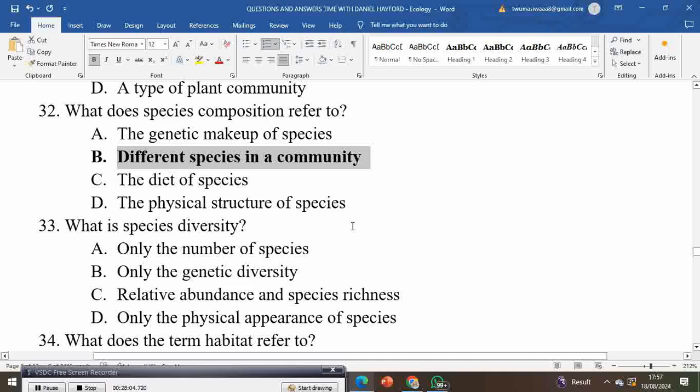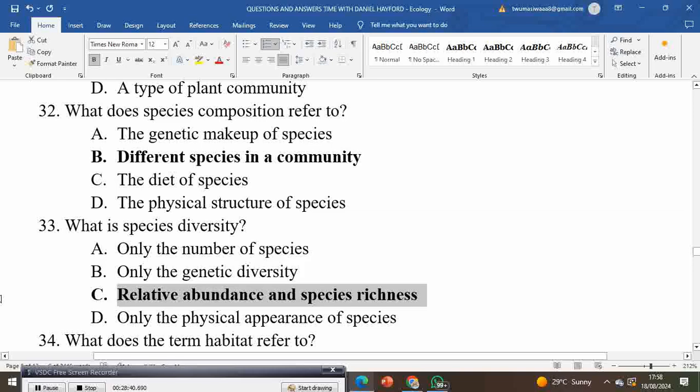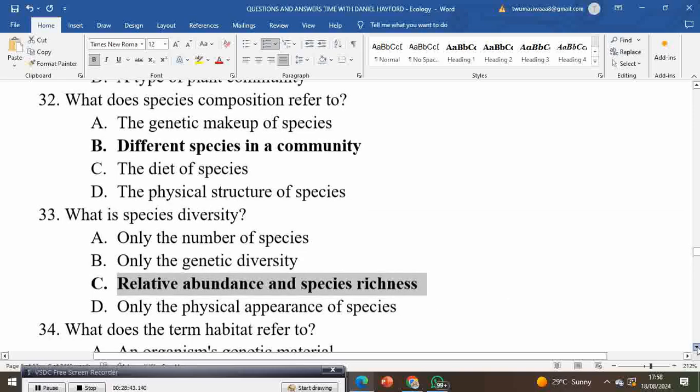Question number 33. What is species diversity? Option A, only the number of species. B, only the genetic diversity. C, relative abundance and species richness. And D, only the physical appearance of species. So which one is your best shot? Question number 33 is supposed to be C. Species diversity refers to relative abundance and species richness.